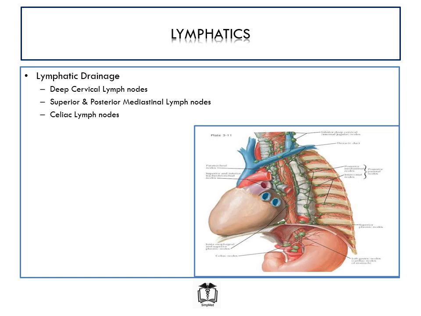The lymph within the esophagus tends to be drained to a number of lymph nodes. This includes the deep cervical lymph nodes in the neck. In the thorax, it includes the superior and posterior mediastinal lymph nodes, and then in the abdomen, it is drained by the celiac lymph nodes.